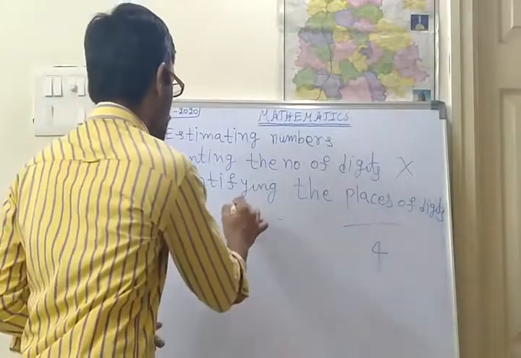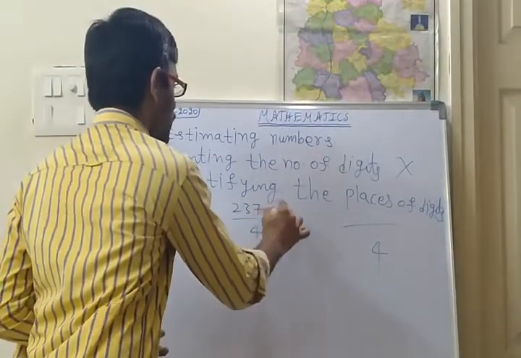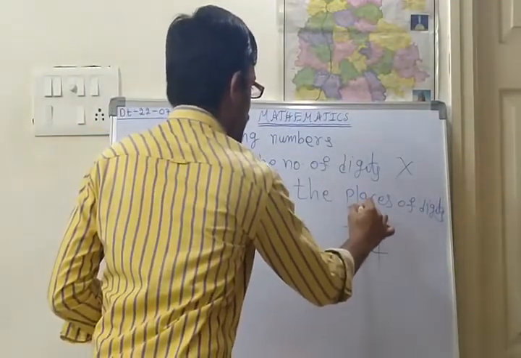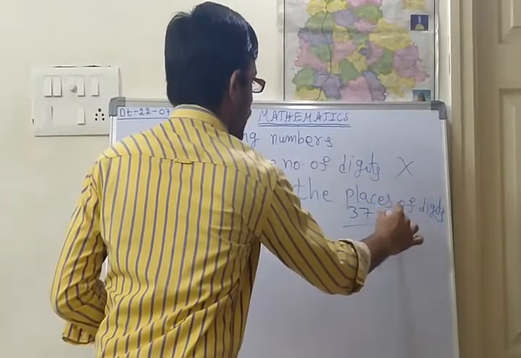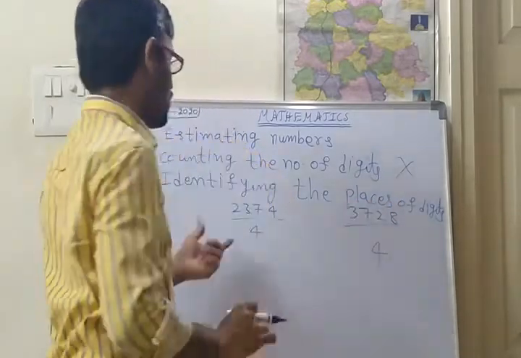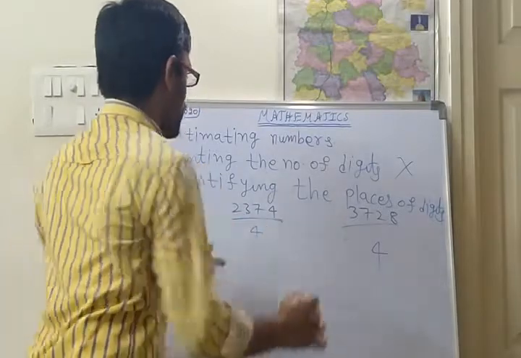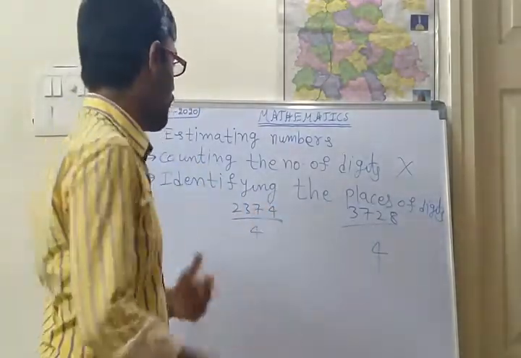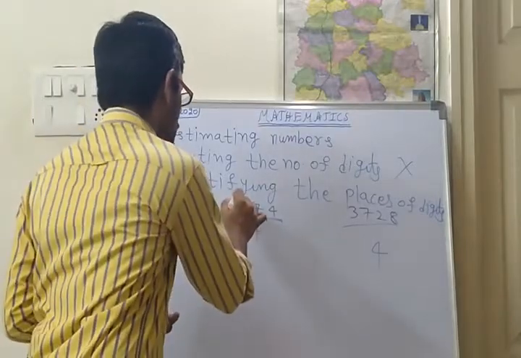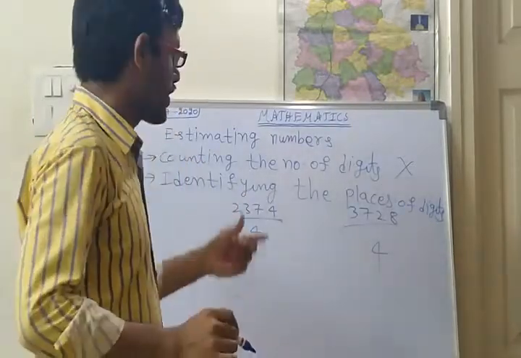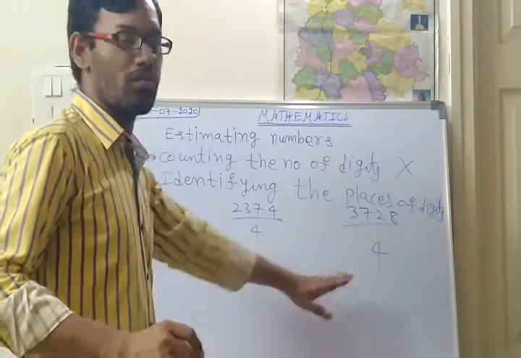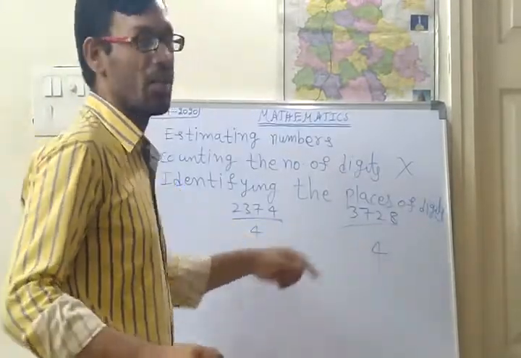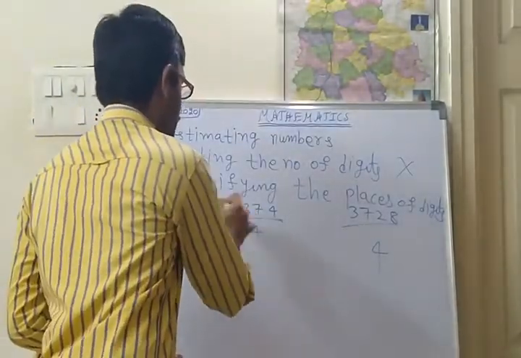Suppose here 2, 3, 7, 4 is there, and here 3, 7, 2, 8 is there. Here the same number of digits are there. At this time you should see the digits of these two numbers, from the left side.